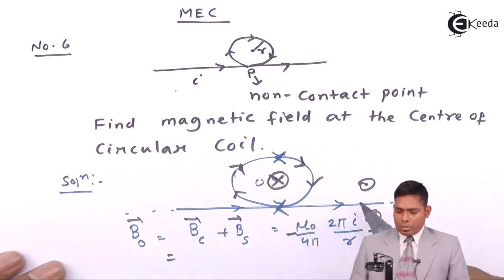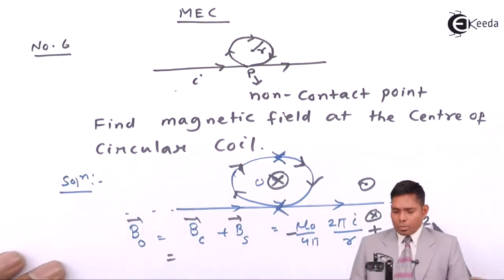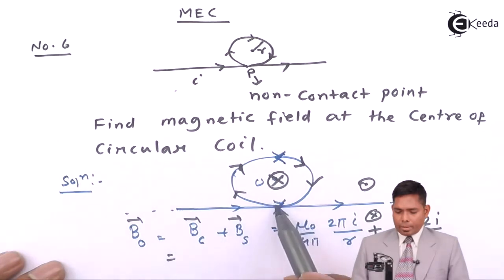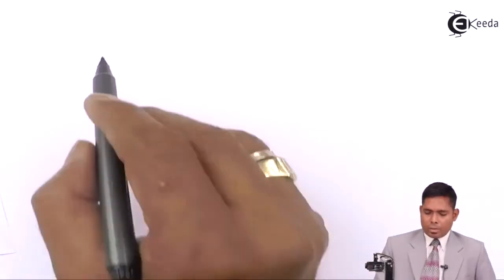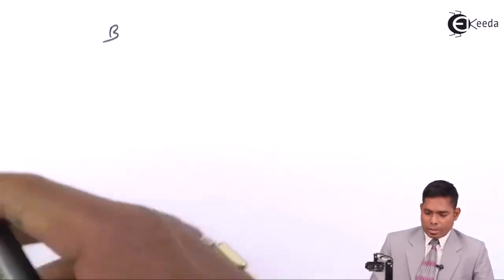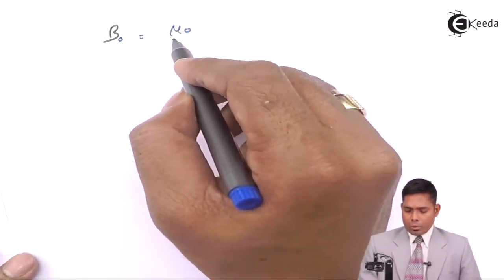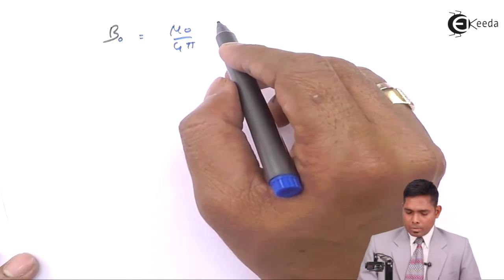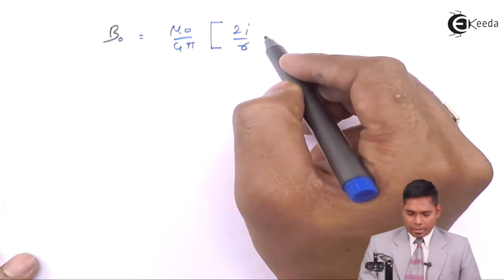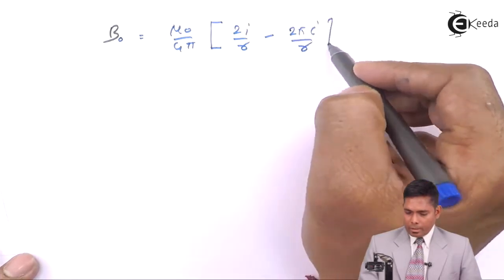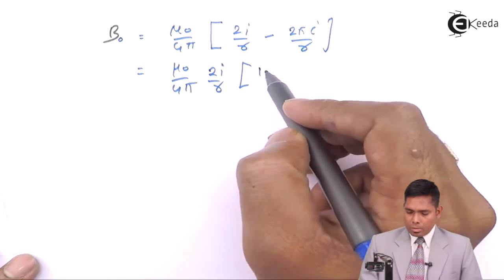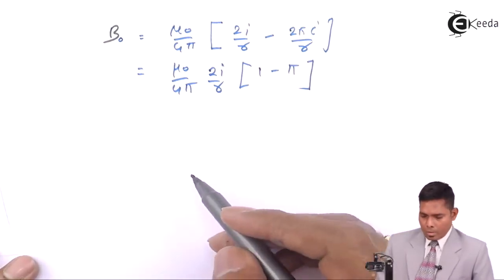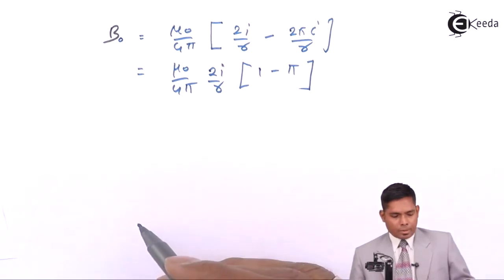Plus, due to the straight conductor it is mu naught upon 4 pi, 2I by R. Why R? Because that point is the center of the coil, and the distance from it is equal to R. So if you solve it, B at the center is mu naught upon 4 pi. I will take common, so it is 2I by R minus 2 pi I by R. Then mu naught upon 4 pi, 2I by R is common, so 1 minus pi.